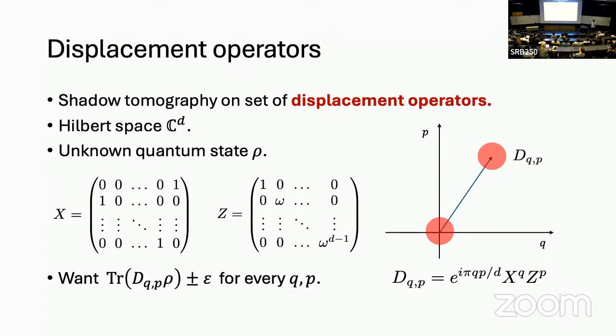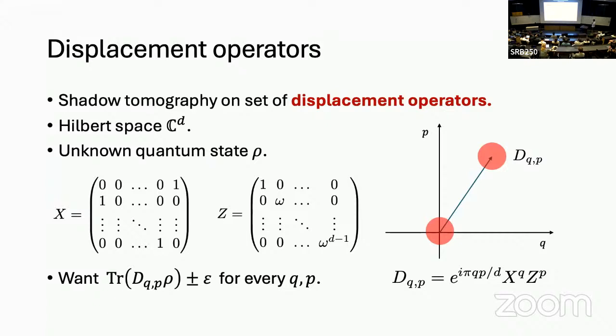Again, I have an unknown quantum state. And how do I define these displacement operators? Well, I can define X and Z as written here. So it's sort of a d-dimensional analog of the Paulis. X sort of shifts you around the basis, and Z is sort of like a clock, right? It applies a phase according to where you are.